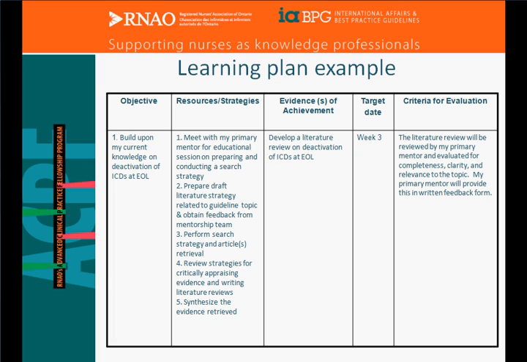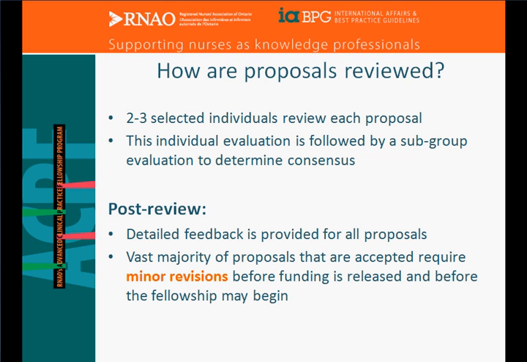So let's tie this all together using the proposal example that I've been referring to in this presentation. So the objective, remember, was build upon my current knowledge on deactivation of ICDs at end-of-life care. And then the resources and strategies listed here ended up with this individual learning on how to undergo a literature search and then synthesizing the evidence, with the outcome being a literature review on this particular topic. They identified the target date when they would complete this literature review, and then of course how it was going to be evaluated. So this is a really nice example of how a successful learning plan looks. And if you remember, this individual actually had 3 objectives. So there'd be 3 tables similar to this.